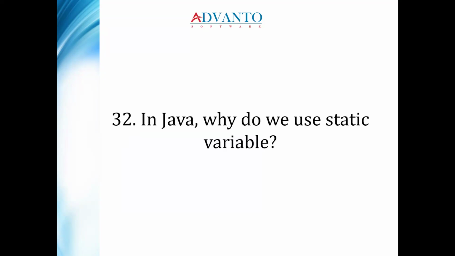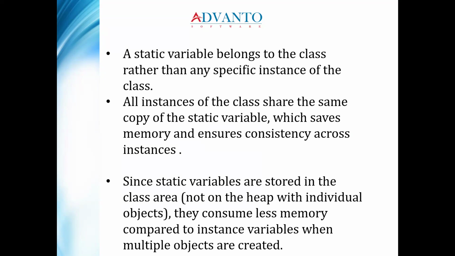Next question. In Java, why do we use static variable? A static variable belongs to the class rather than any specific instance of the class. All instances of the class share the same copy of the static variable, which saves memory and ensures consistency across instances. Since static variables are stored in the class area, that is, not on the heap with individual objects, they consume less memory compared to the instance variable when multiple objects are created.